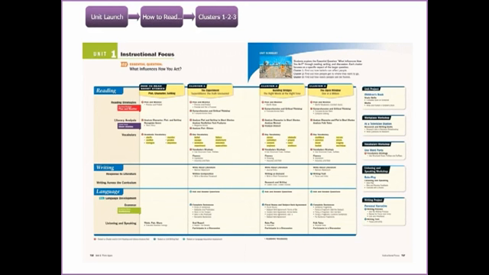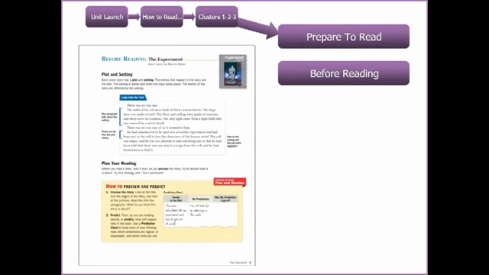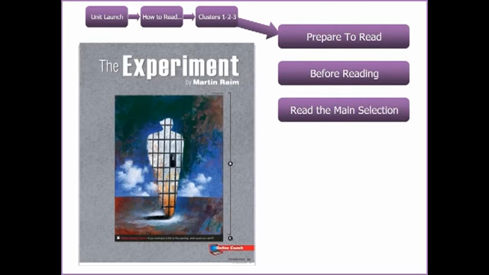Now it's time to move into the cluster instruction. Remember, there are 3 clusters per unit, and just like each unit, each cluster follows the same instructional pattern. The first step in each cluster is the Prepare to Read lesson. Next is the Before Reading lesson for the main selection, where students are introduced to the literary element and reading strategy they will be focusing on.